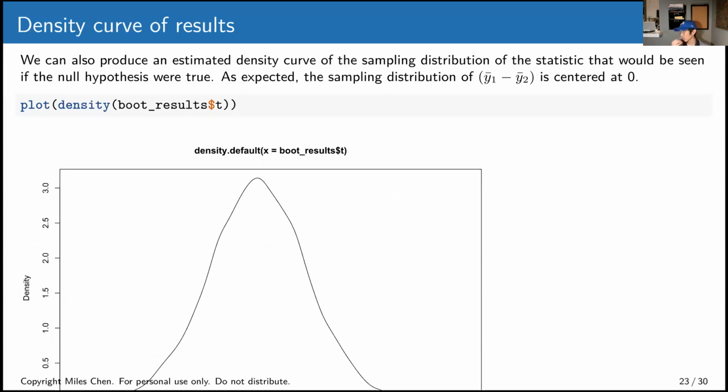Sorry, the bottom part of the plot got cut off. If we wanted to just look at the sampling distribution, we can create a density plot of the bootstrap results, and it would be centered right here on the x-axis at 0. The estimated sampling distribution looks pretty normal, centered right at 0.